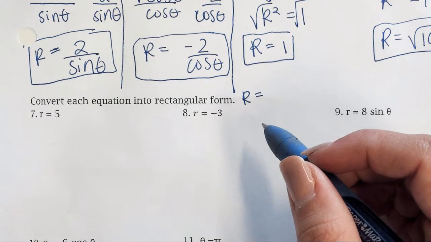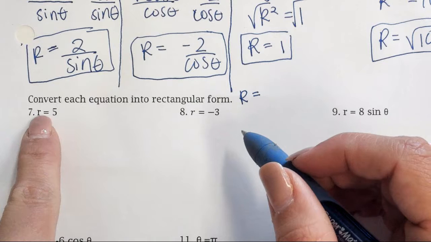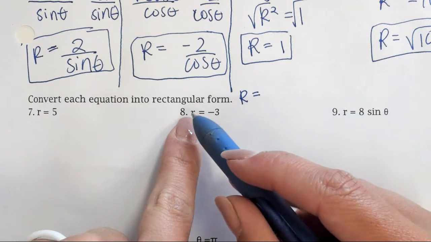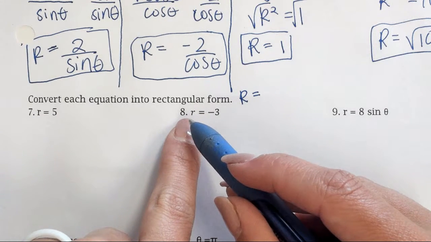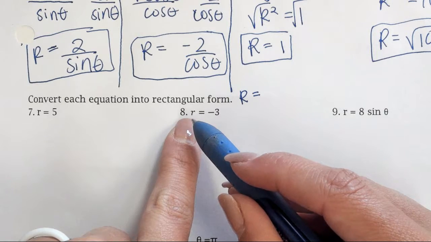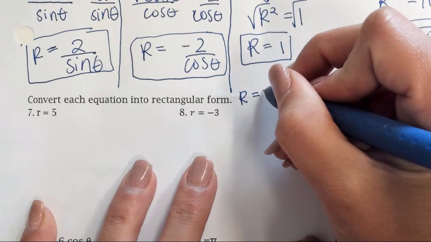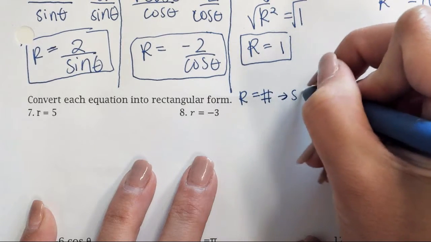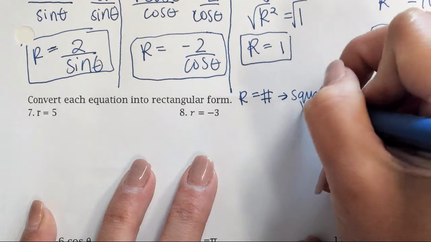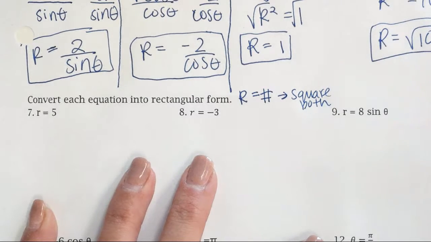X squared plus y squared. So if it's just r, like on number 7 or number 8, how could I turn this r to r squared? Square both sides. Got to square everything. So if it's just r equals something, or r equals a number, that's when you have to square both sides. Then you can replace that r squared with x squared plus y squared.